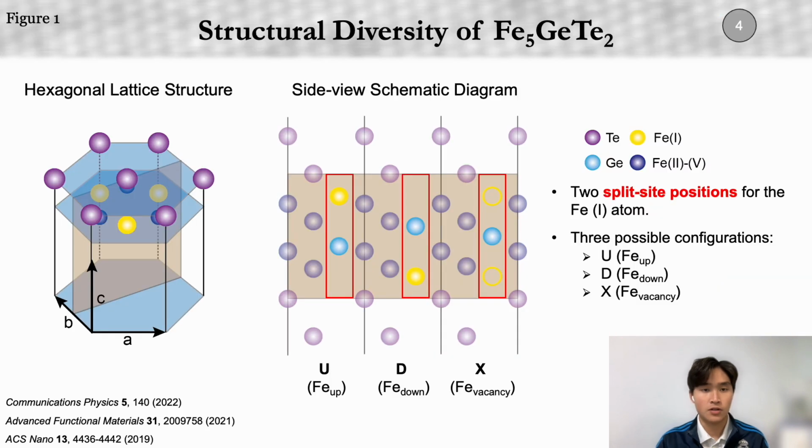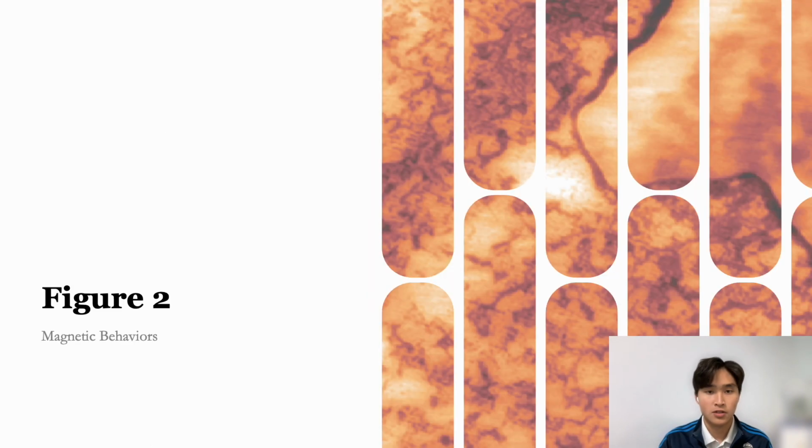In the first figure, I'm going to show its structural diversity. As you can see, it is formed by a hexagonal lattice, and the side view diagram shows the most important feature of this material. That is, one of the iron atoms, we can just call it the Fe1 atom, can be located above the germanium or below the germanium. Furthermore, it may also form a vacancy structure. So there are three possible configurations.